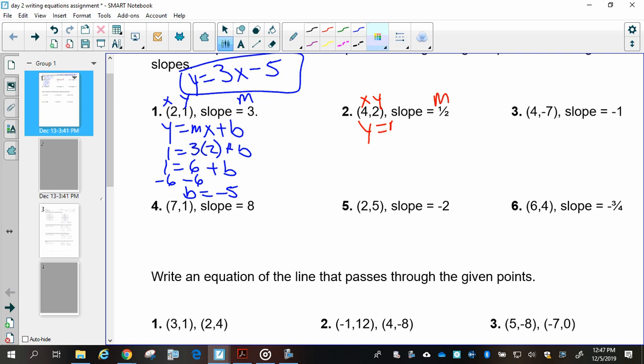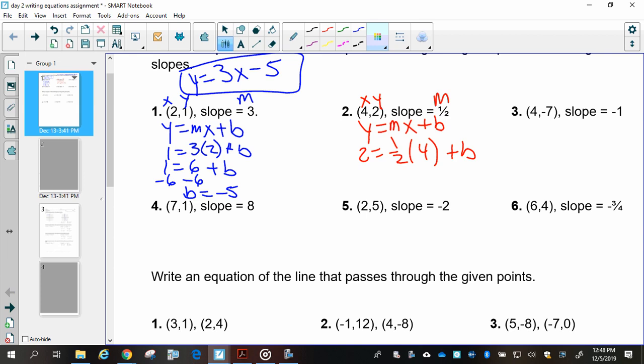So we are again going to put this into our equation. y equals mx plus b. So for y, you're going to put 2. For m, you're going to put 1/2. For x, you're going to put 4, plus b. Yes, it's 1/2 on your paper.